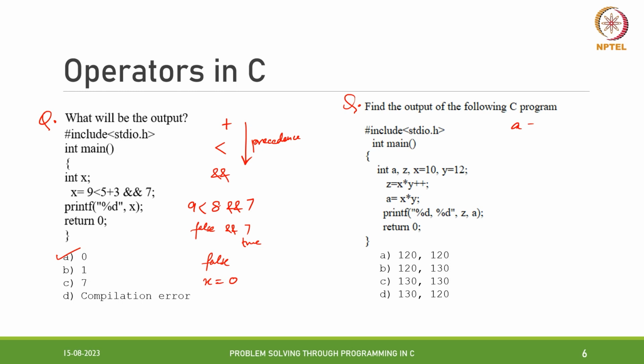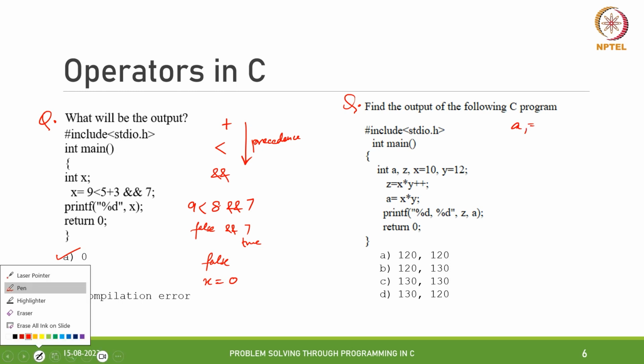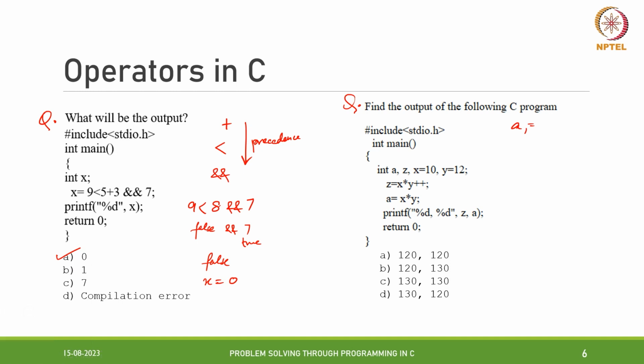Sir, I have a doubt. If both are false, then what will happen? Still false, yes. Sir, it will still be false. For logical and, only if both are true will it give true. In all other cases, it will give false. In logical and operation, yes.